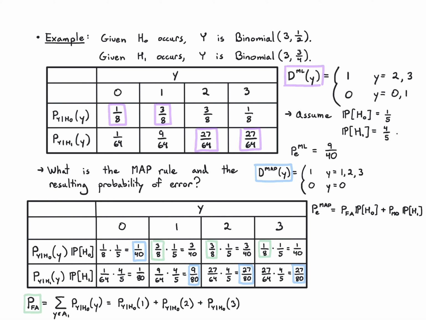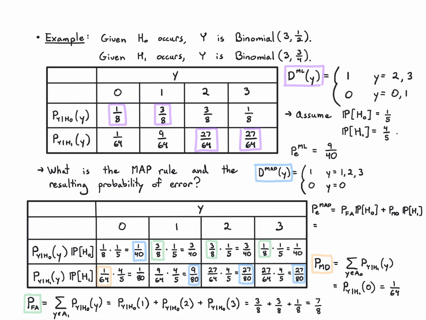And so I'm going to get 3/8 plus 3/8 plus 1/8, which is 7/8, which seems kind of high. So I'm making a lot of false alarms when there actually is something coming from H0. But the point is that H0 doesn't happen that often. It only happens 1/5 of the time. So it's okay to increase this imbalance. Probability of misdetection is only going to be one value, since there's only one value where I'm deciding 0. So I'm going to take the conditional probability of y given H1 evaluated at 0.